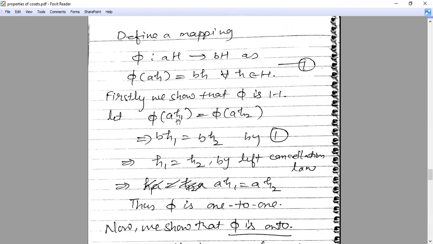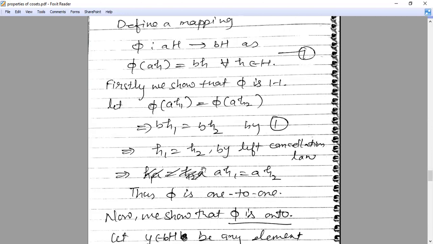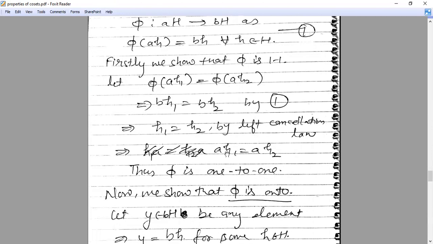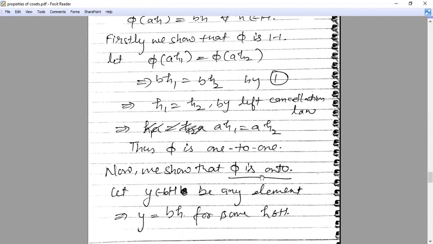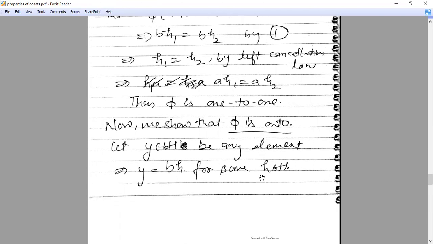To prove that phi is 1-1, suppose that phi of ah1 is equal to phi of ah2. From this definition, phi of ah1 will be bh1. So this implies that bh1 is equal to bh2, and by the left cancellation law, this becomes h1 is equal to h2. So this implies that ah1 is equal to ah2, and thus phi is 1-1. Now we have to show that phi is onto.